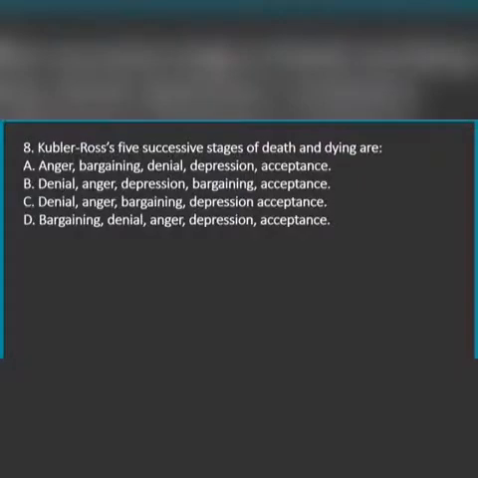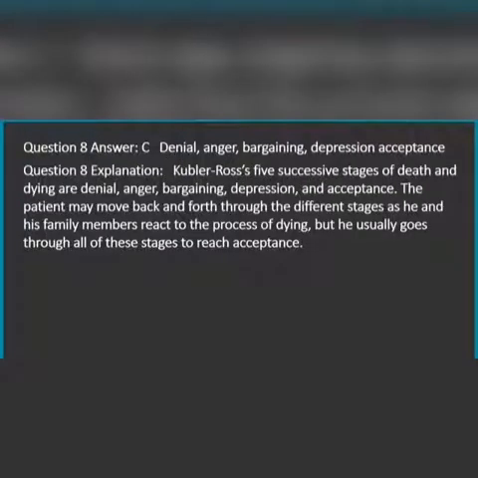Question 8. Kubler-Ross's 5 successive stages of death and dying are: A. Anger, bargaining, denial, depression, acceptance. B. Denial, anger, depression, bargaining, acceptance. C. Denial, anger, bargaining, depression, acceptance. D. Bargaining, denial, anger, depression, acceptance. Question 8. Answer: C. Denial, anger, bargaining, depression, acceptance.